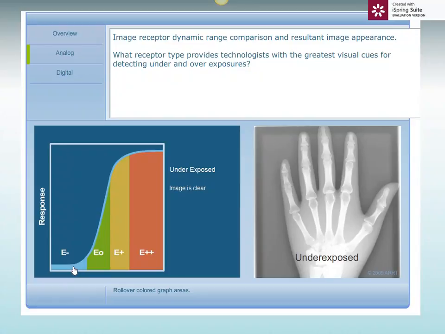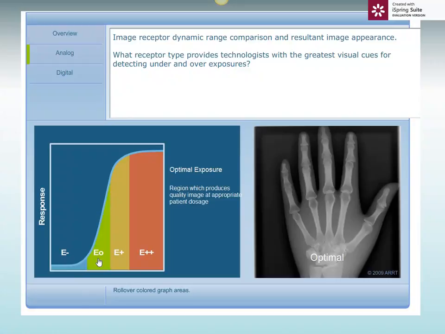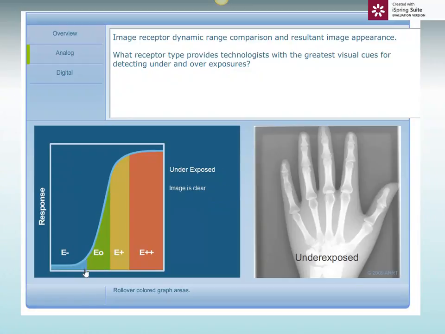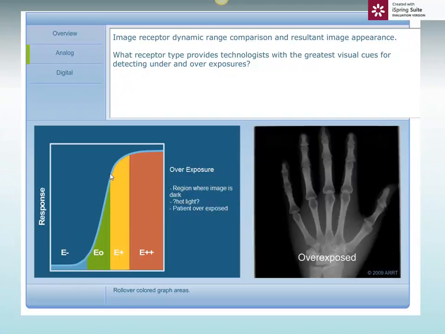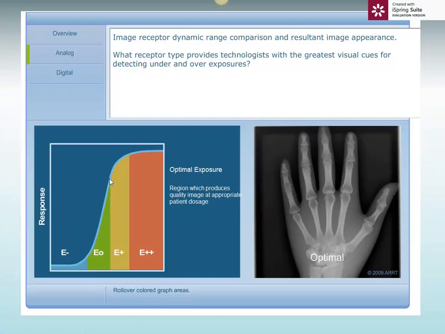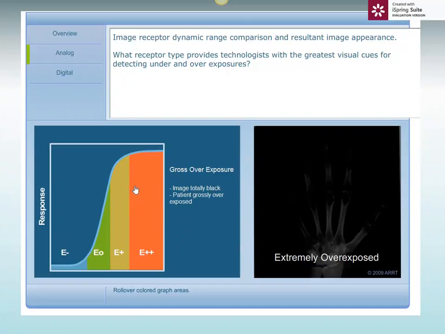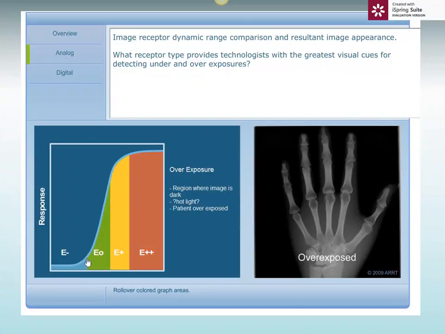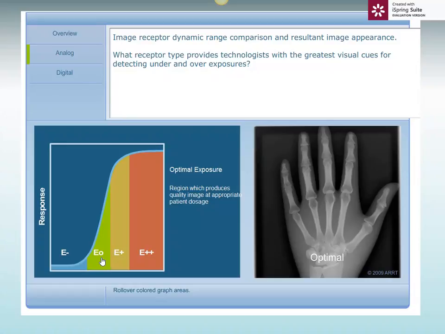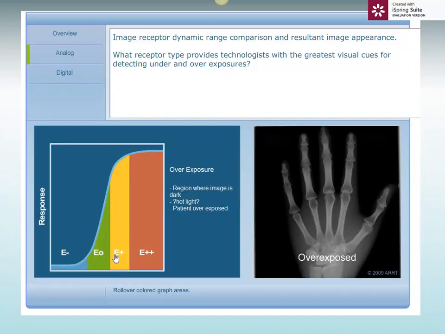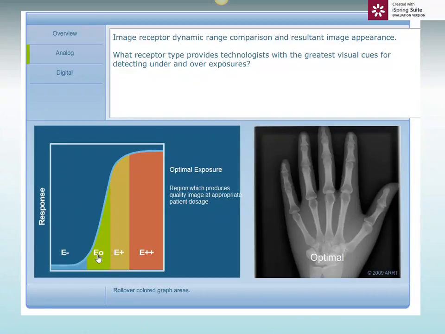Clearly, E minus is not it. You're going to get underexposed here. This is the area where you'd like it to be, because we're talking about radiation that's coming from here within the range of that slope of this particular film. This is overexposed and it's noticeable. This is grossly overexposed. So between the two of them, we can get a good image in this range of exposure and this range of exposure only.